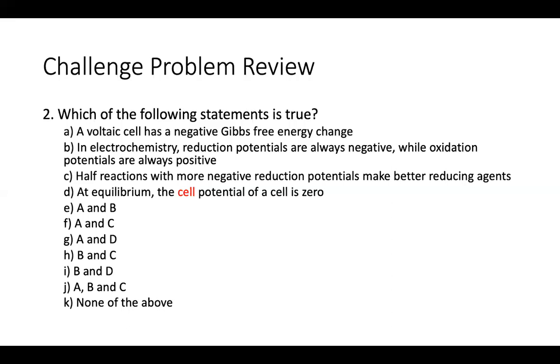I meant for D to say that at equilibrium, the standard cell potential of a cell is 0, which would have made that statement false. However, how I have it written, statement D would be true. And I'll get to it, statements A and C are also correct. So in this instance, A, C, and D should have all been correct. Only B would have been incorrect.